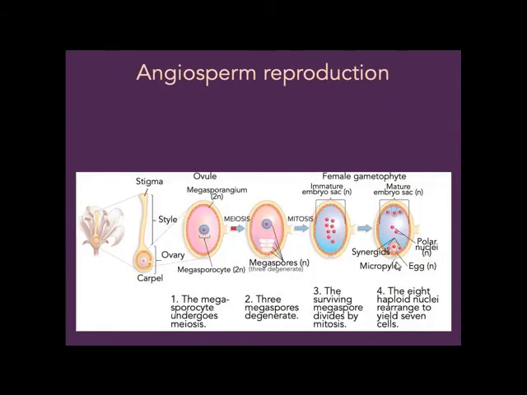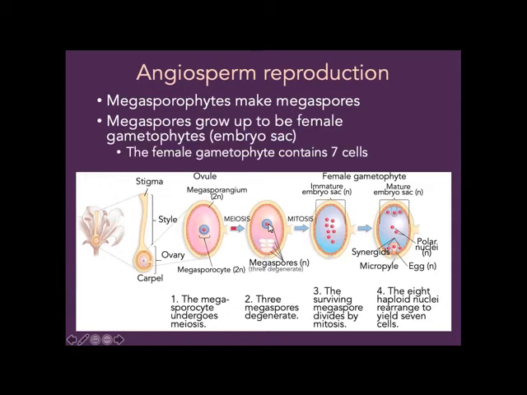All right, let's talk about more details about angiosperm reproduction. All right, so we talked about that the megasporophytes make megaspores, right? So here we have the sporophyte, and then here's the female organs. And so if we look in more detail, this structure here is called a megasporangium, okay? And this is going to make megaspores, so it's going to make four. Three of them will degenerate, just leaving the one, okay?